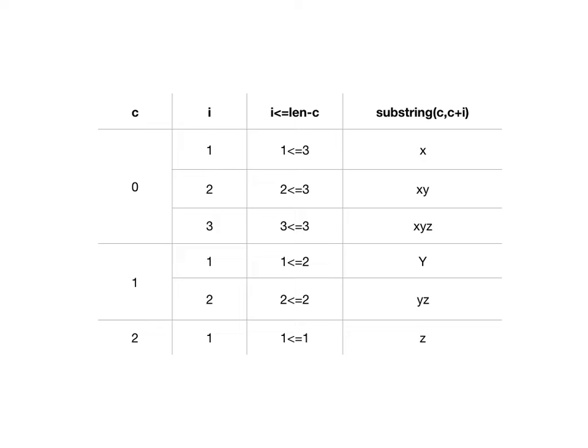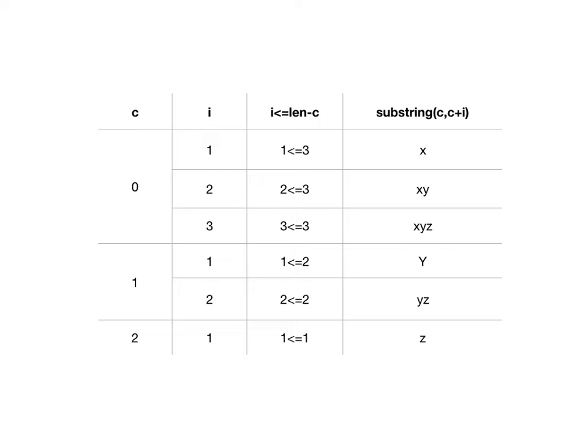Within that, again I'll have another loop where I'm going to print the substrings. Initially, to begin with, I'll print only one character, so i will be 1. Next I'll print two characters, that is xy. Next i will be 3, which will print all three characters xyz. And then when c becomes 1, which points to y, I'm going to print y and then yz, so i will take the values 1 and 2.